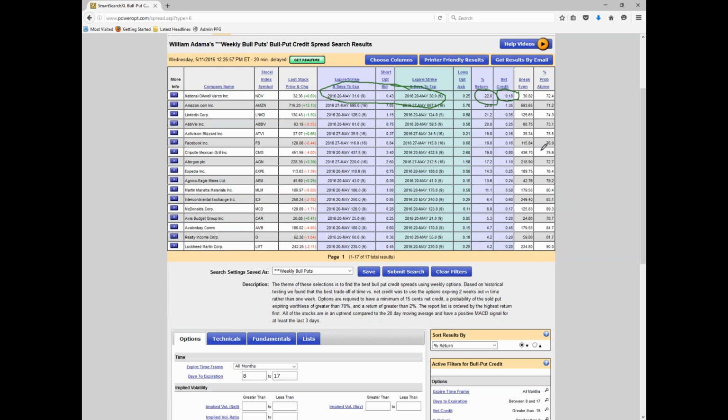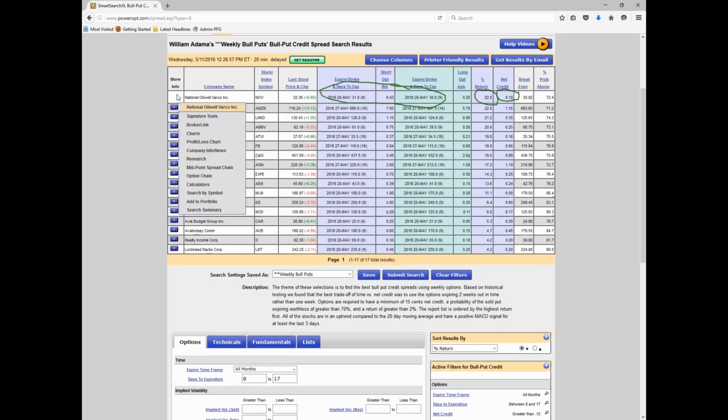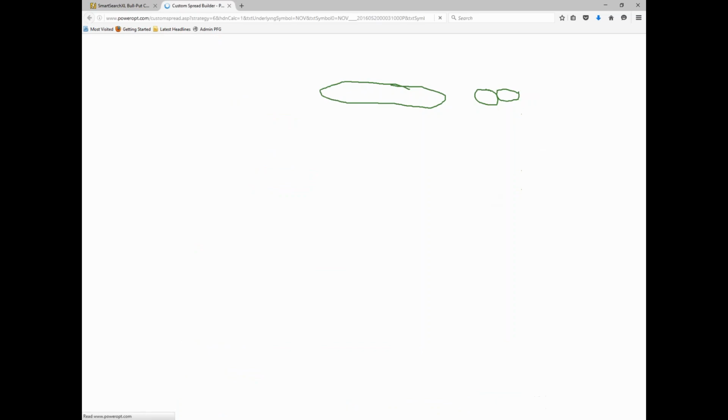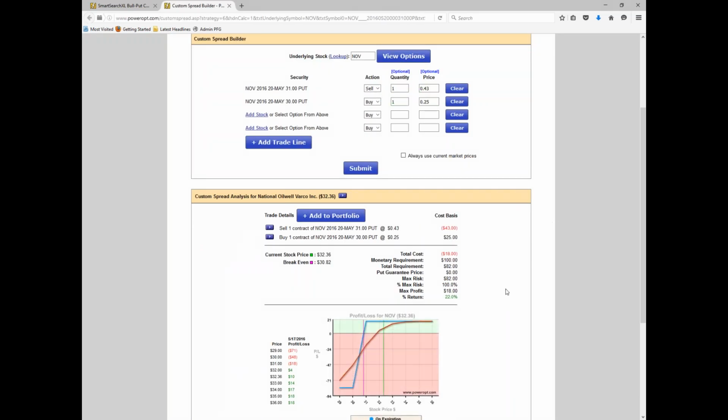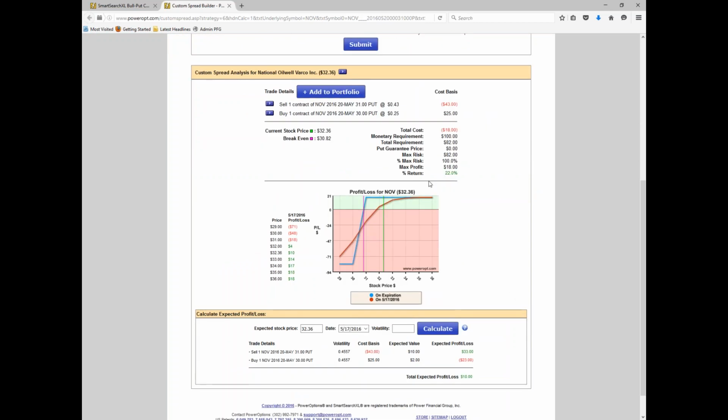When I'm looking at weekly options personally, let's just go to the profit and loss chart here. I'm going to take a look at some examples, and let me clear this out, erase those drawings. Okay, so there's a profit and loss chart of our bull put credit spread for NOV. Not a recommendation or suggestion. I haven't done any research and analysis on this. We just want to take a look at the chart.